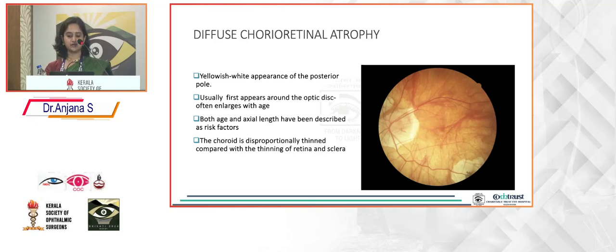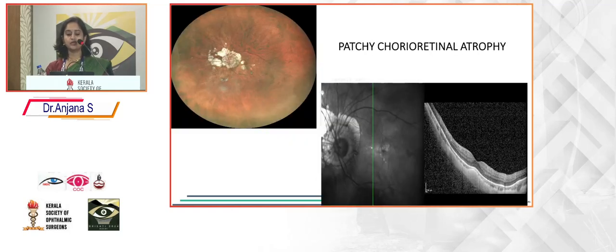Most of these eyes have associated posterior staphyloma, and age and axial length have been recognized as the risk factors. Now next is patchy atrophy. Here we have patchy areas of RPE and chorioretinal thinning rather than a diffuse thinning, and in this picture we can see that the macula is more or less spared. Only focal areas of atrophy are there.